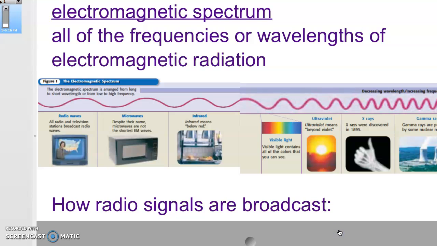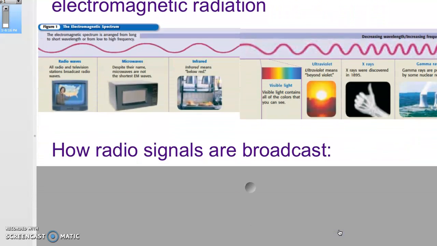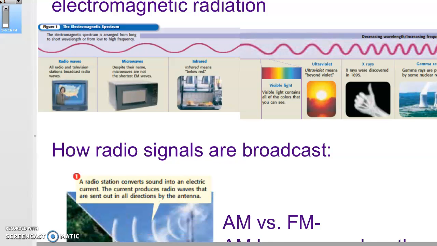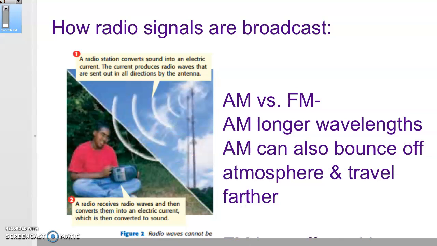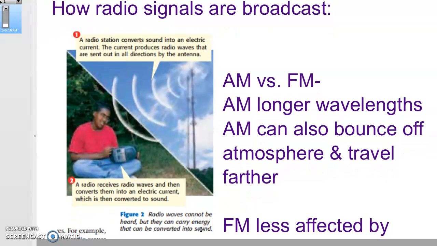So when we first talk about the electromagnetic spectrum, radio waves are at the very beginning. So we need to talk about how radio signals are broadcast. It's not something that I bet you guys take a whole lot of time to think about. It just shows up on your radio. But we know there's AM and FM, so we'll talk about that too. So the radio station basically turns sound into an electric current. So the current produces radio waves and they send them out from the antennas that you see kind of around Madison. So the radio receives it and converts it into an electric current, and then we convert it to sound. So obviously you can't hear radio waves, but they carry energy that gets converted into sound.